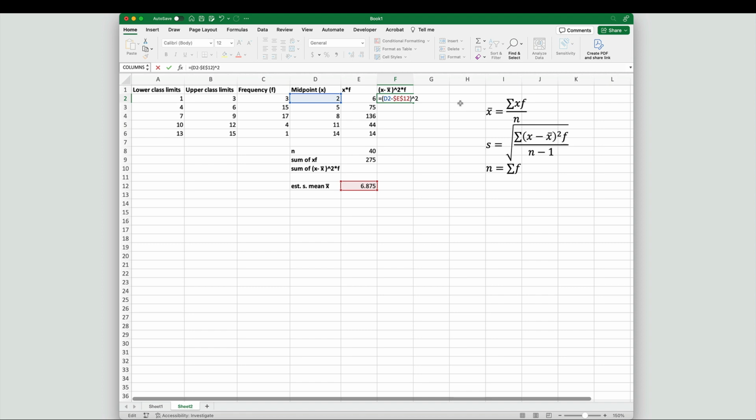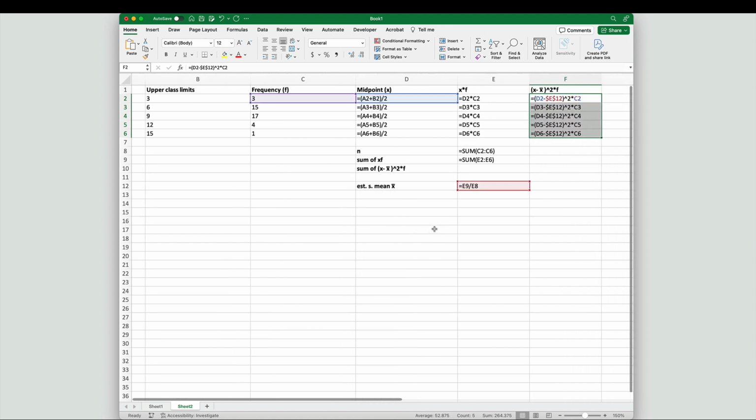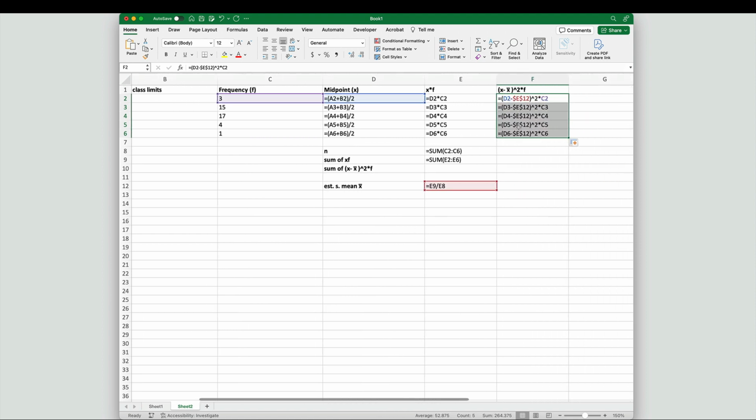So there's the quantity squared. Now I need to multiply by the corresponding frequency, which is 3. I got this quantity to be 71.29, and so on. Now I do the other 4 calculations by dragging it down. The reason we did that is so that E12 does not increment, whereas D2, D3, D4, D5, D6 increment because x was changing from class to class. The midpoint changed.